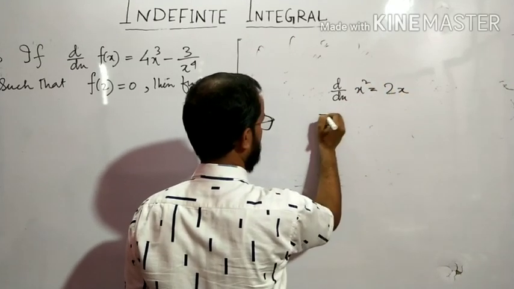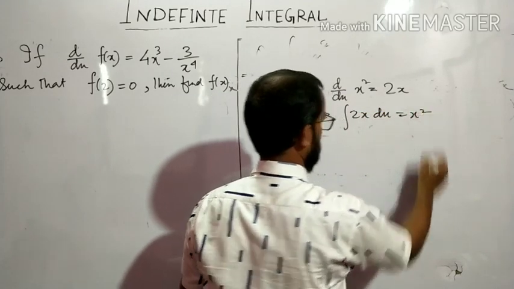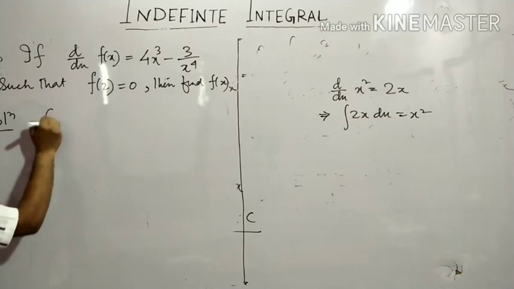2x. So from here what can you write? Integration of 2x dx is equal to what? x square. Can you write it or not? So this is d/dx of f(x) equal to this. Start with the given condition.